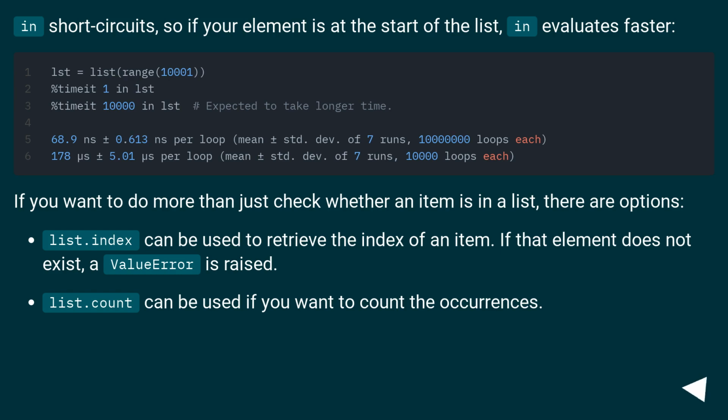If you want to do more than just check whether an item is in a list, there are options. list.index can be used to retrieve the index of an item. If that element does not exist, a ValueError is raised. list.count can be used if you want to count the occurrences.